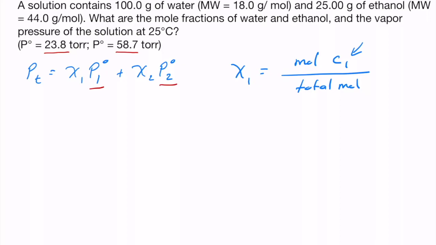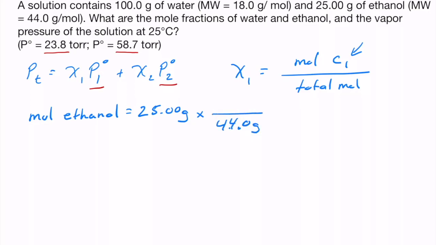We'll start off by figuring out the moles of ethanol. Okay, so we are given a mass of ethanol of 25.00 grams, and to convert that to moles, we have a molar mass, and the molar mass is 44 grams per mole. And if we do the math, we end up getting 0.5682 moles of ethanol.